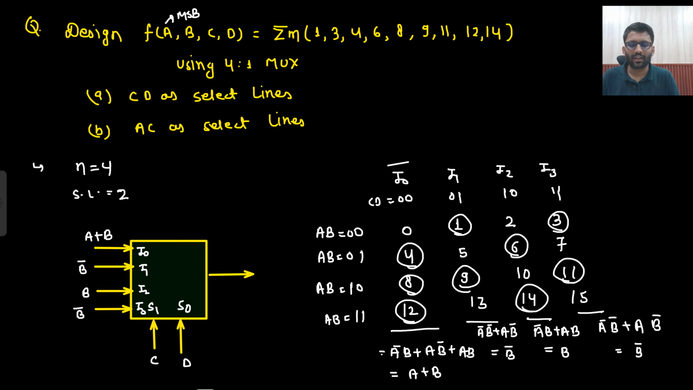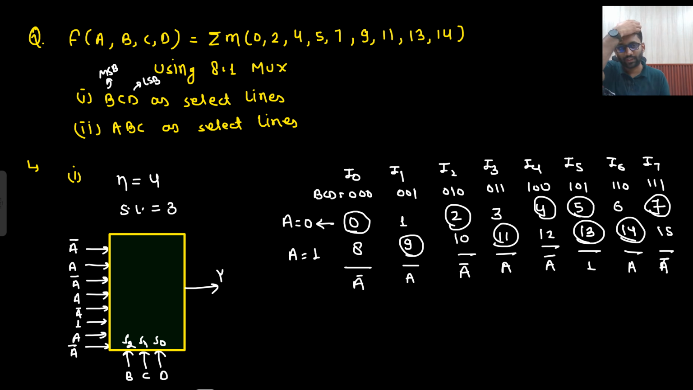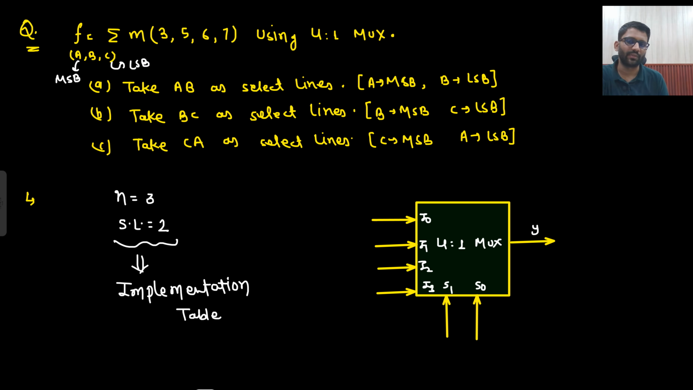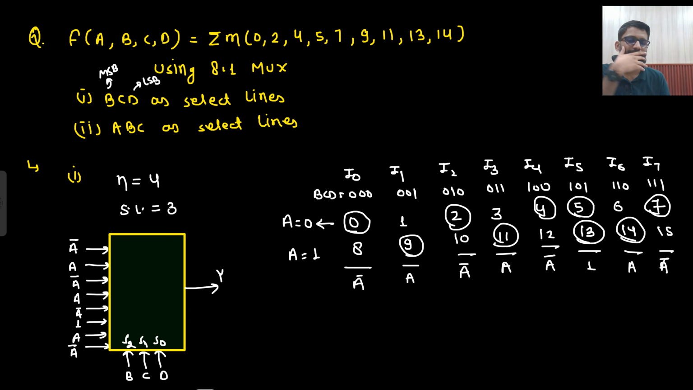Okay, so this is how you need to solve these particular problems. I hope you must have understood how we are solving these kinds of problems. We are writing A and C values and BD values, and in that manner we are going. If the number of variables and the select lines are equal, then it is very easy.